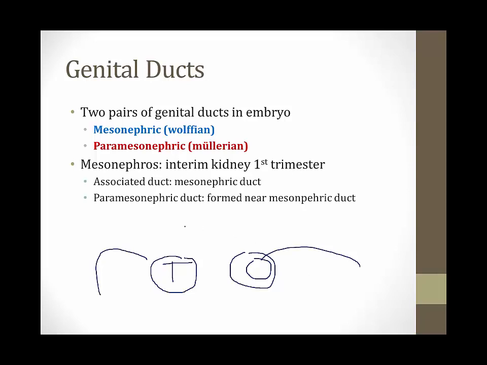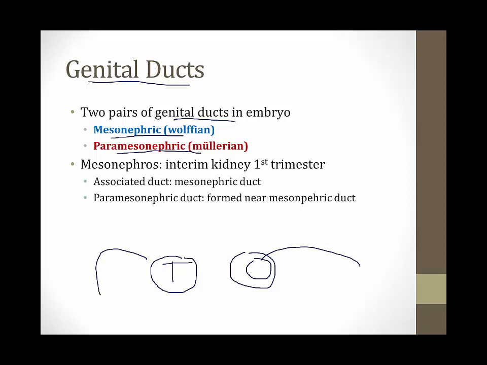And these internal structures like the vas deferens and the fallopian tubes develop from what's known as the genital ducts. These are two pairs of structures called the genital ducts that are found in the embryo. The duct that can develop into male structures is called the mesonephric or Wolffian duct, and the duct that can develop into female structures is called the paramesonephric or Mullerian duct. Basically, one of these ducts is going to persist and the other one is going to go away, depending on whether the child develops into a male or female.